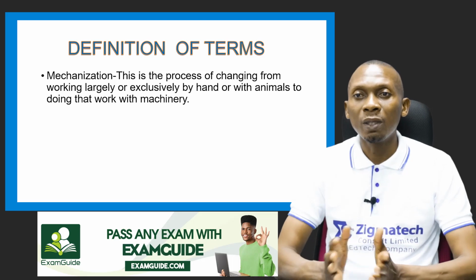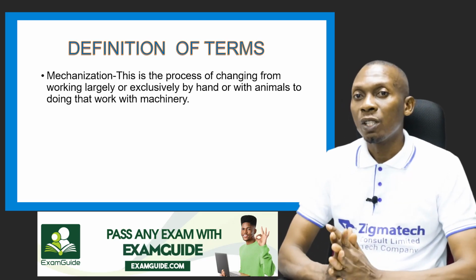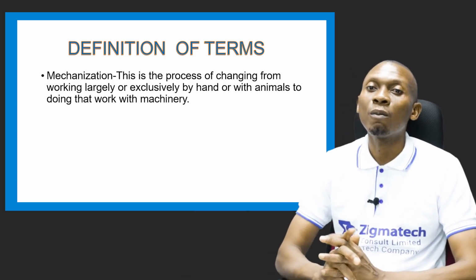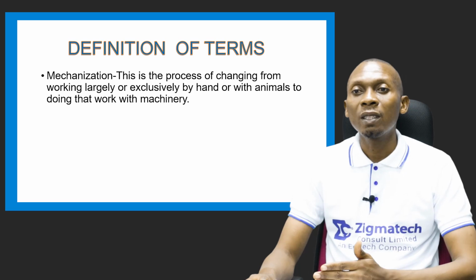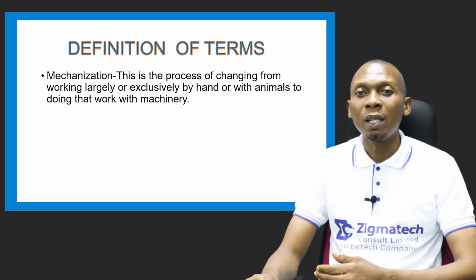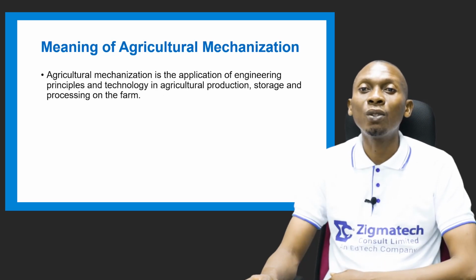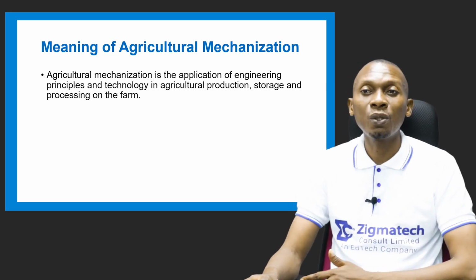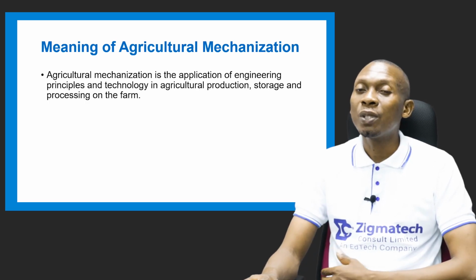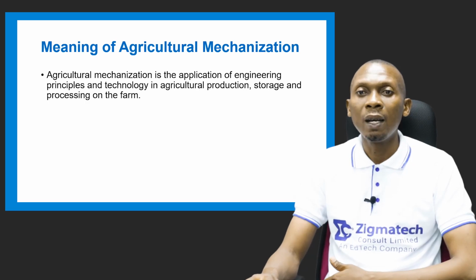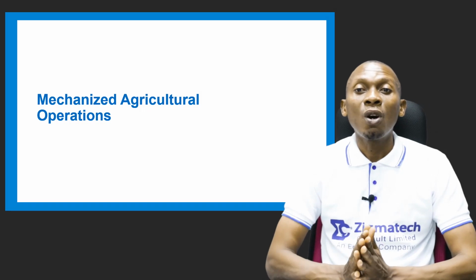Now, let's start with the definition. We need to understand what mechanization is. Mechanization is the process of changing from working largely or exclusively by hand or with animals to doing that work with machinery. What is agricultural mechanization? This has to do with the application of engineering principles and technology in agricultural production, storage, and processing on the farm.